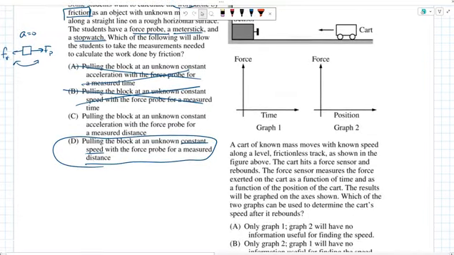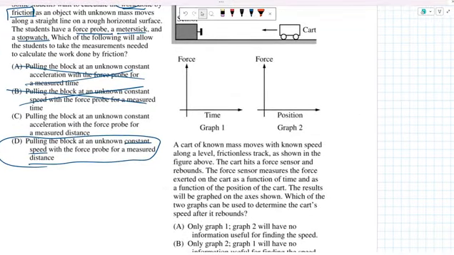All right, the next one, a cart of unknown mass moves with a known speed in the figure above. It hits a sensor and rebounds. So the sensor measures the force as a function of time and a function of position, and we need to know what can be used to determine the cart's speed after it rebounds. So speed after it rebounds is going to be the final velocity, and it's telling us here that it has a known initial speed, initial velocity.